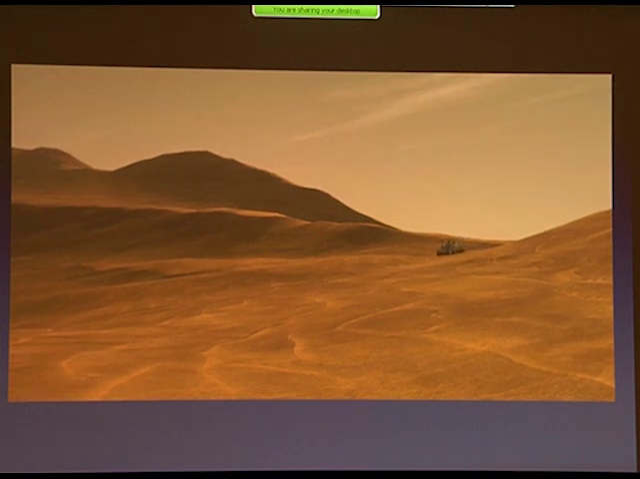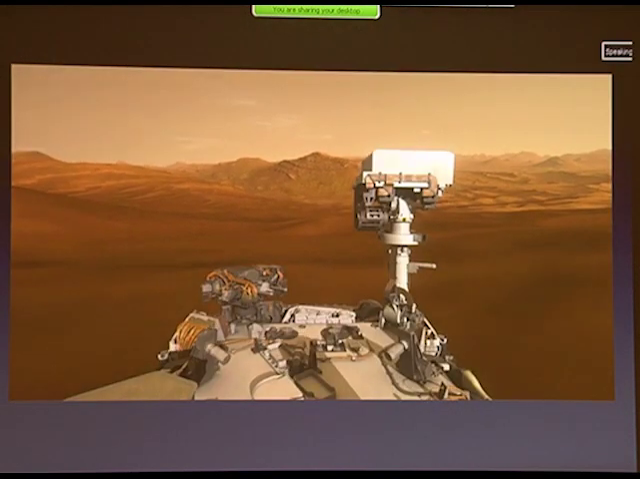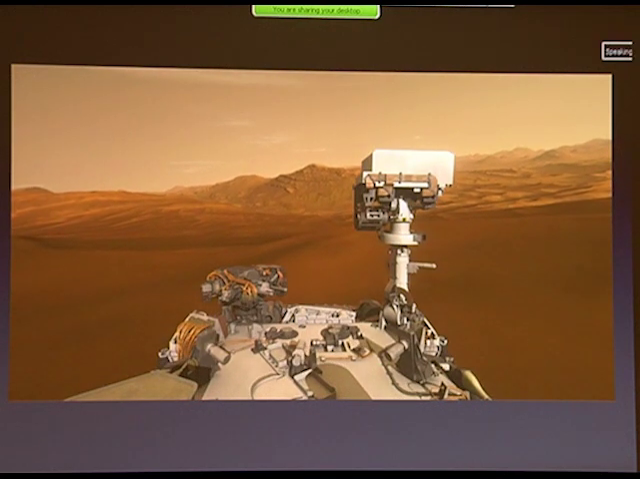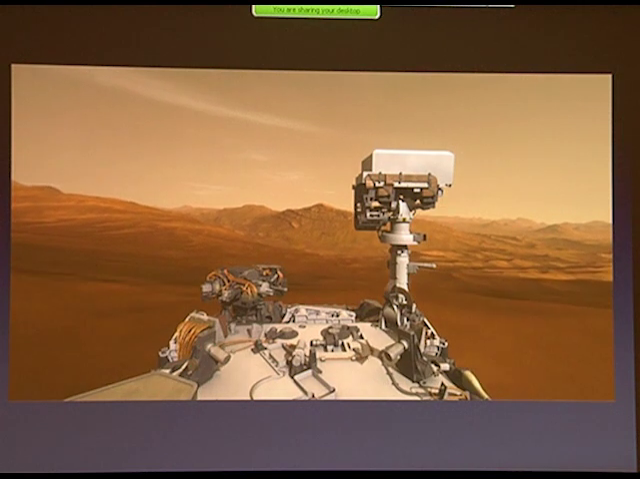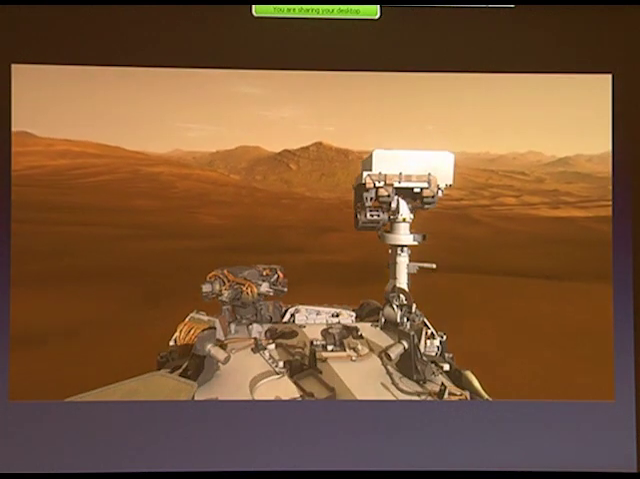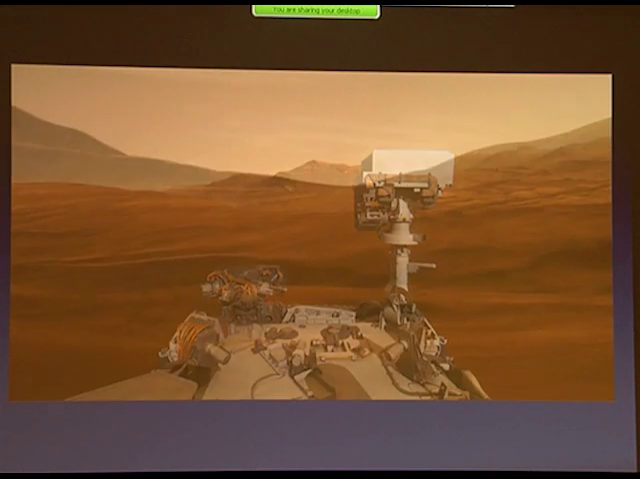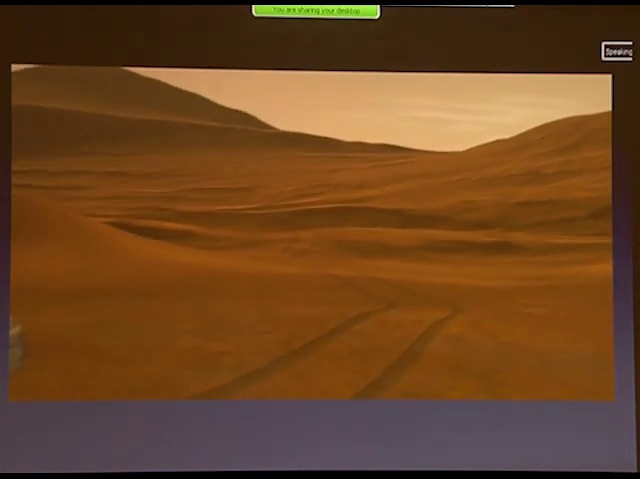Are all the instruments working? Yep. Mm-hmm. We have not had any problems yet. Knock on wood. This is like super fast motion. Right, exactly.